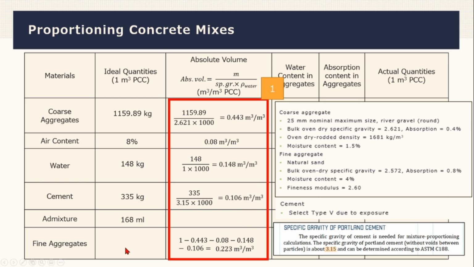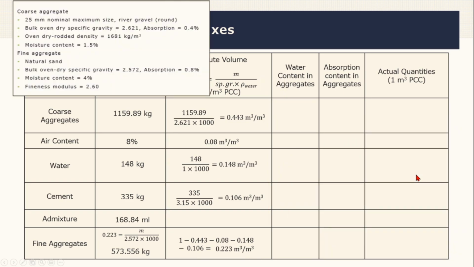We can now solve for its ideal quantity in kilogram. For us to solve this, we'll be still using this absolute volume formula. We have 0.223, which is the volume, is equal to unknown mass of fine aggregates over the specific gravity of fines, which is given here, times 1,000, and mass now is equal to 573.556 kilogram.